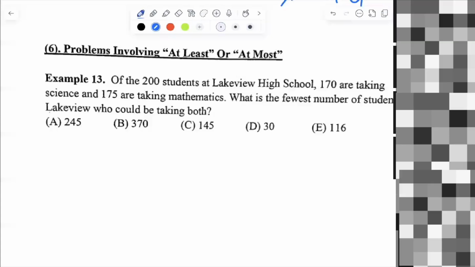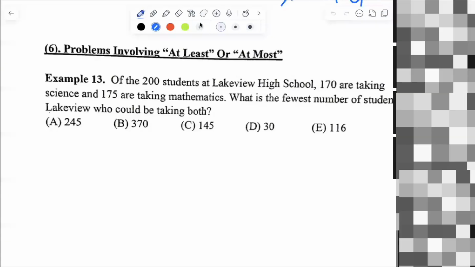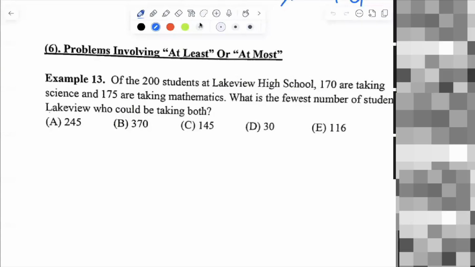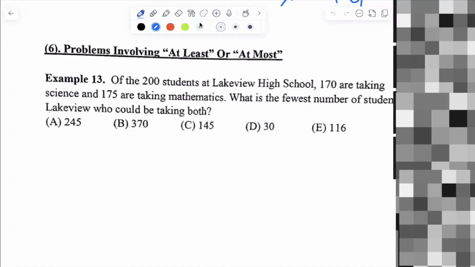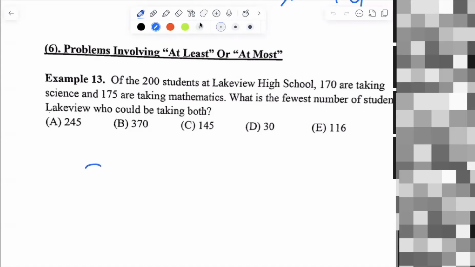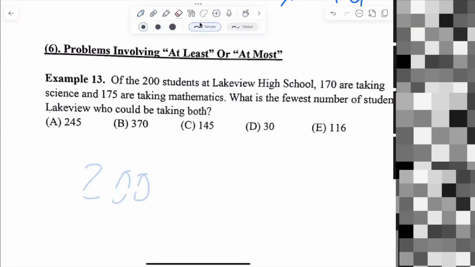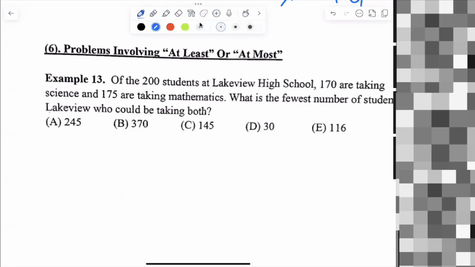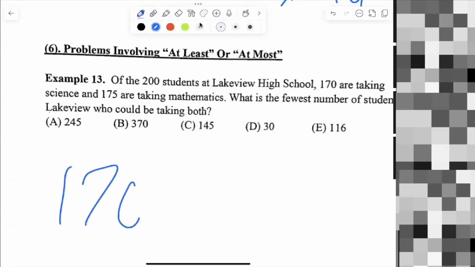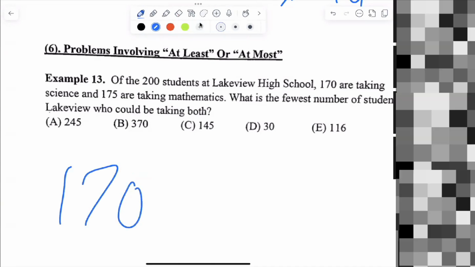All right, let's get started with this question. So basically, how are we supposed to approach this? So I have 200 students at Lakeview High School. 170 and 175 are taking science and mathematics respectively. We want to find how many are taking both.